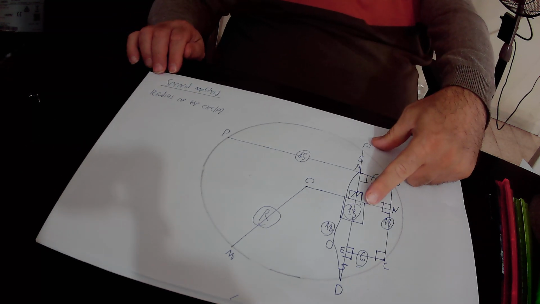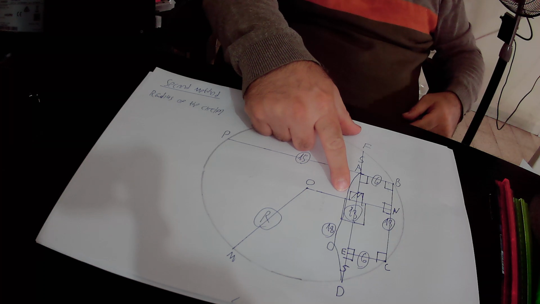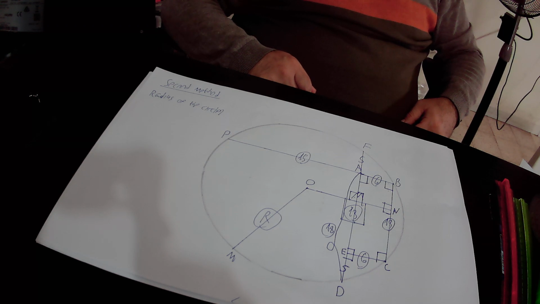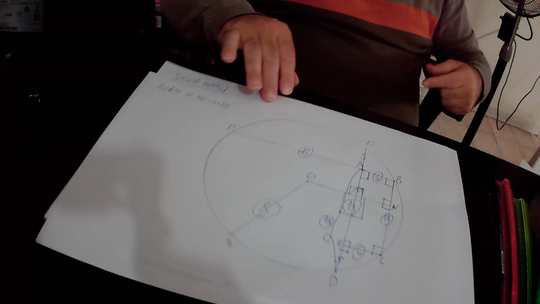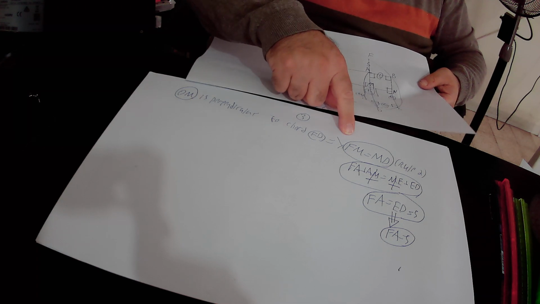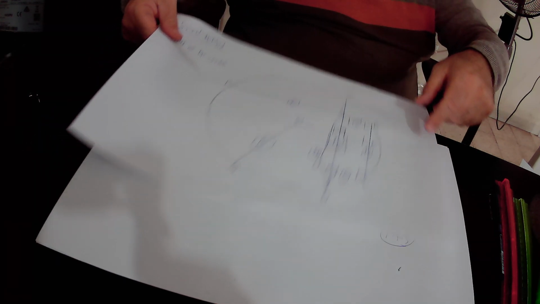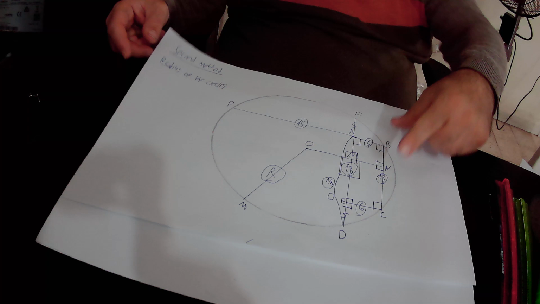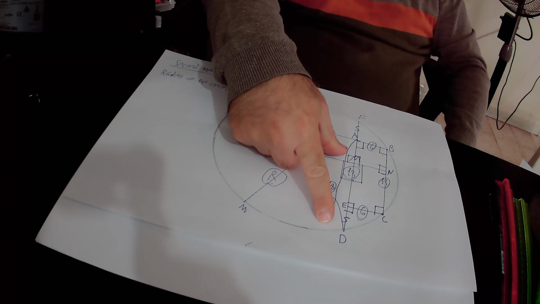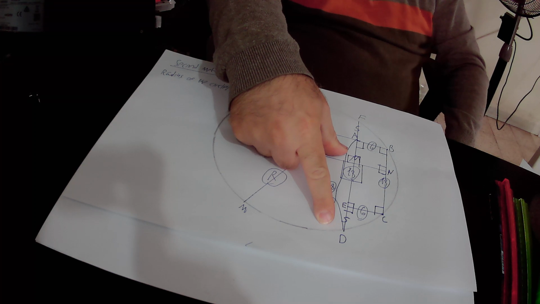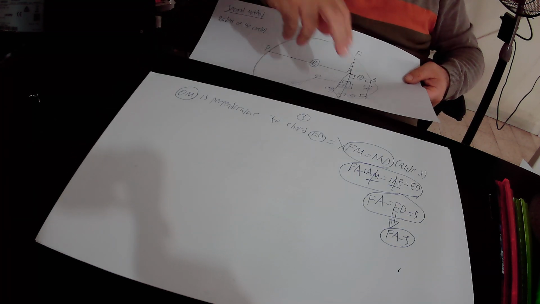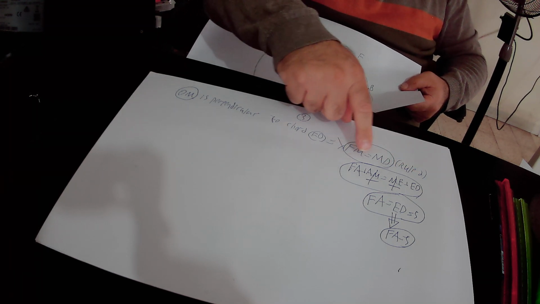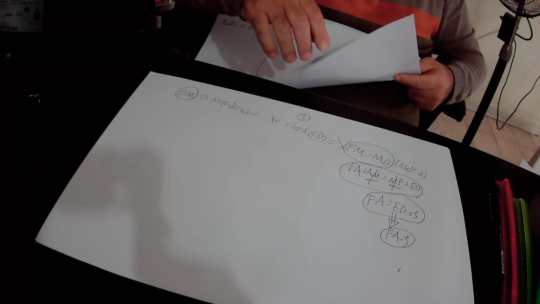What is the value of FM? FM equals FA plus AM. So you can substitute FM by FA plus AM, and it is equal to MD. And what is the value of MD? MD equals ME plus ED. So we can substitute MD by ME plus ED. In conclusion, we found out that FA plus AM equals ME plus ED.